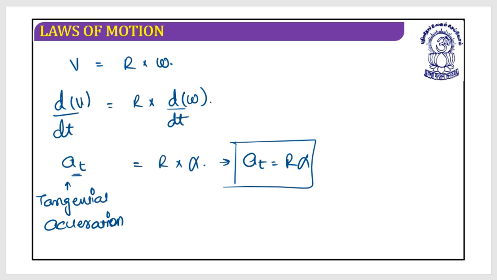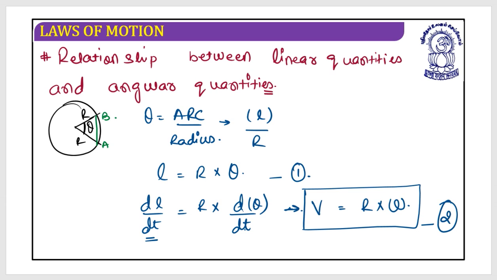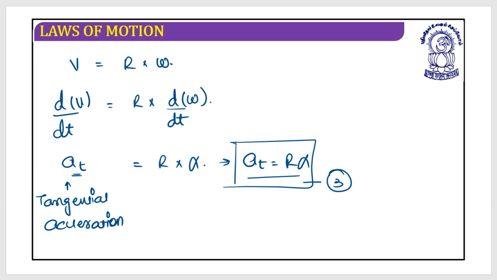So we have three relations that relate the angular world and the linear world. The first relation is L is equal to R theta. The second is V is equal to R omega, and the third is AT is equal to R alpha. So is it clear up till here? Great.